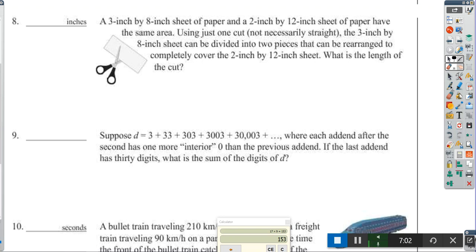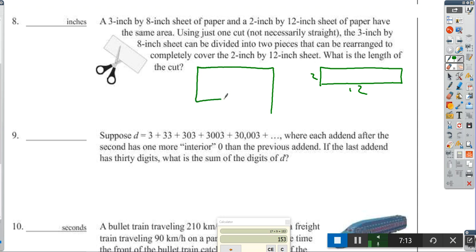Number 8 is a logic question. I have a piece of paper that's sort of long and narrow. That's 2 by 12. And I have another paper that's a little bit wider and a little bit shorter. That's 3 by 8. And I noticed that 8 times 3 is 24, 2 times 12 is also 24, so they have the same area. And so the question is, how can I cut this paper with one cut, not necessarily straight, that can create a shape that would cover this?